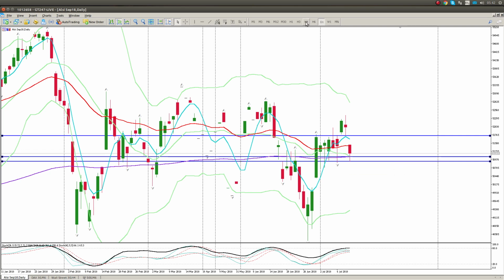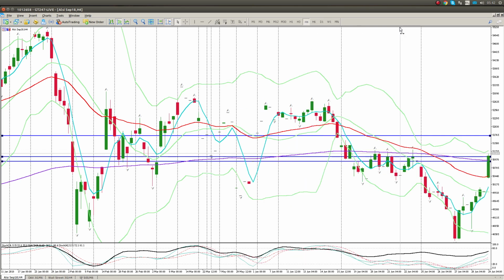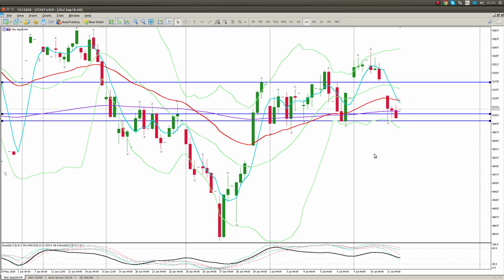Okay, so let's get down to the 4-hour. Now we were looking pretty stretched on the 4-hour. You can see the oscillators at the top with these divergences, and what we have now is the overbought conditions have eased off, and we're in no man's land at the moment. So I would suspect that we find some support here. It's a pretty strong level if you look to the left.